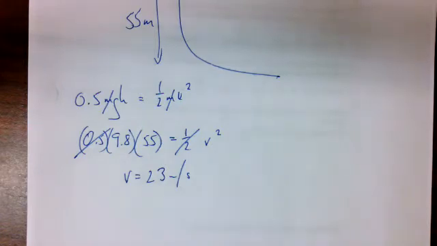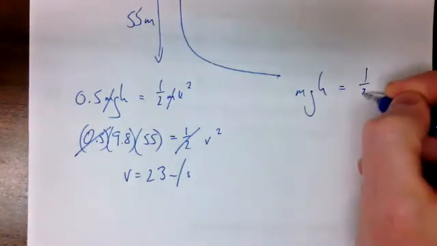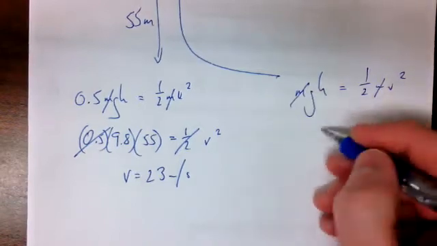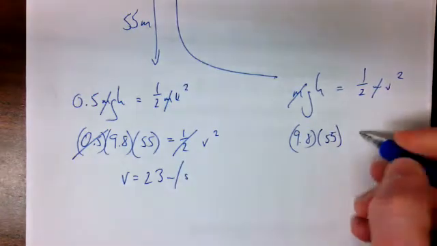But when you said, for what it's worth, that you'd probably do the 50% later, let's just say mgh equals 1/2 mv squared. M on both sides, get out of here. So gh, 9.8 times 55.